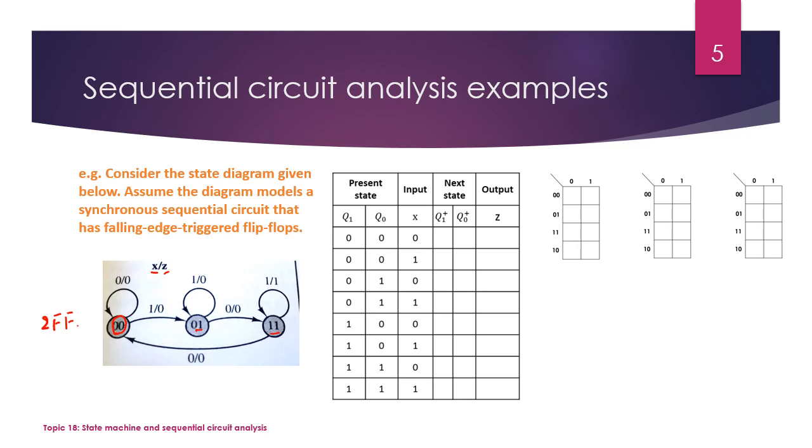Now let's try to figure out the excitation table. Say we have present state 0, 0. If the input X is 0, we see the arrow points to itself, which means the next state is the same, and the Z output is 0. If the current state is 0, 0 and X equals 1, we find this arrow, so the next state would be 0, 1 and Z would be 0.